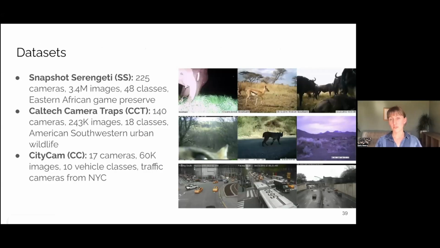We tried our approach on a few different data sets, two different camera trap data sets. Snapshot Serengeti, which is from East Africa, from Tanzania. Caltech Camera Traps, a data set that I published early in my PhD with camera trap data from across the American Southwest. And CityCam, which is a static traffic camera data set, because there's actually nothing about this method that's designed for ecology, right? It's just a way of incorporating long-term temporal information for a static sensor.